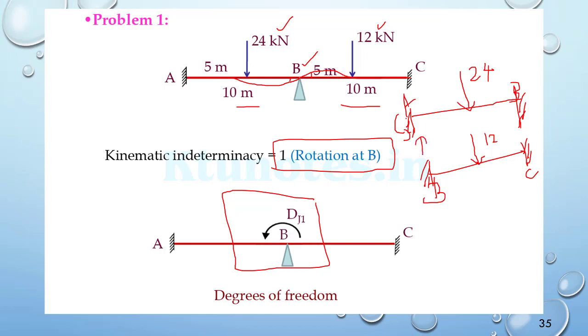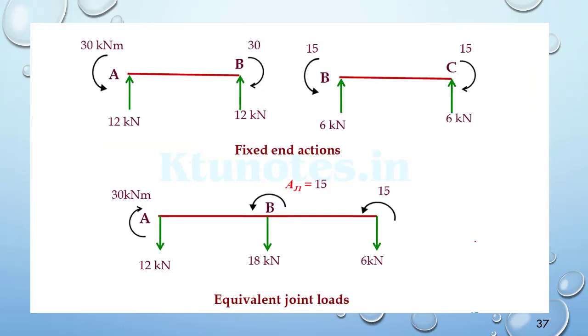The moment value will be WL by 8 for both left and right supports, and for here also it will be WL by 8, and the reaction will be W by 2. So the values WL by 8 are written here for AB. Similarly for the loading 12, WL by 8 is 15, and the reaction will be half the vertical load, which will be the fixed end action.